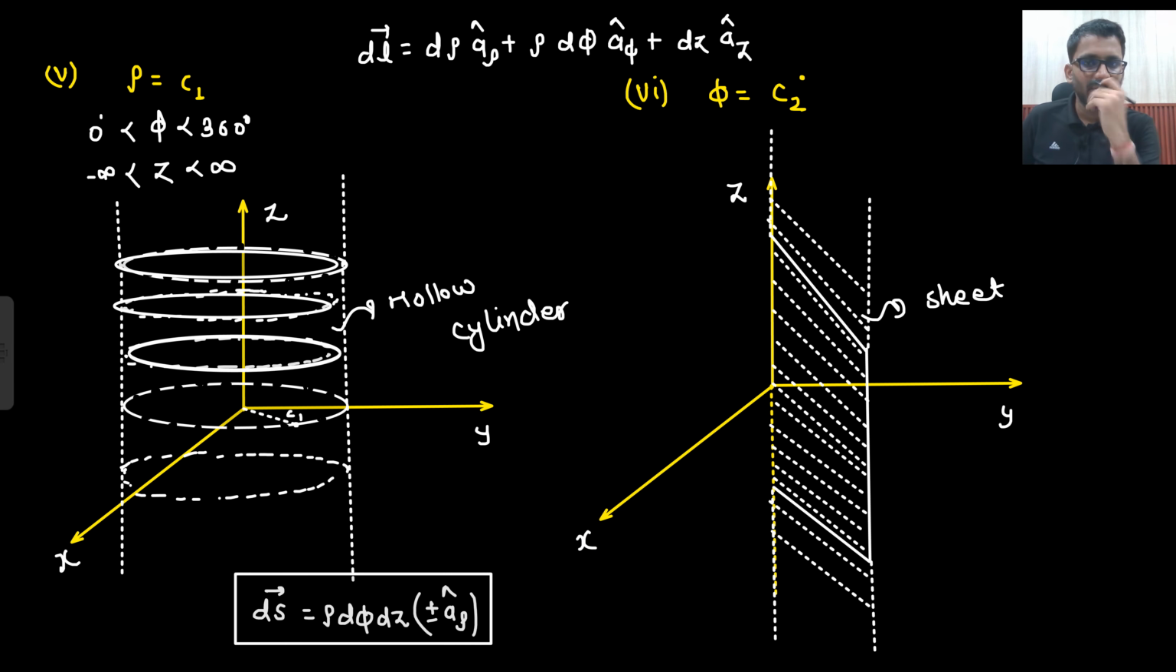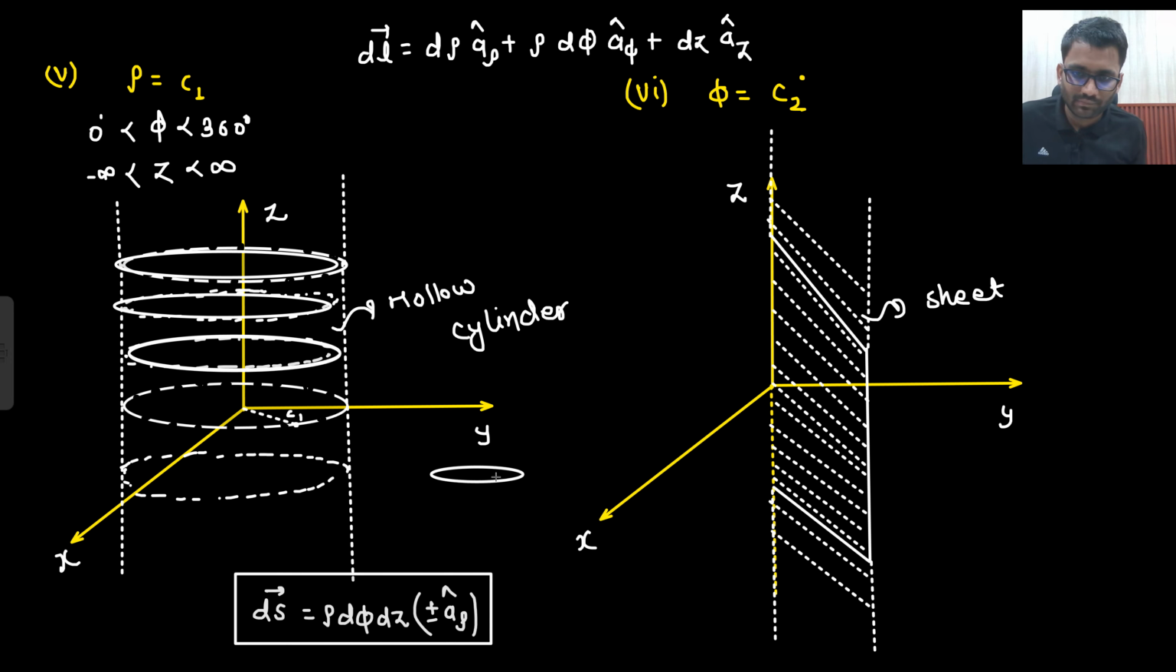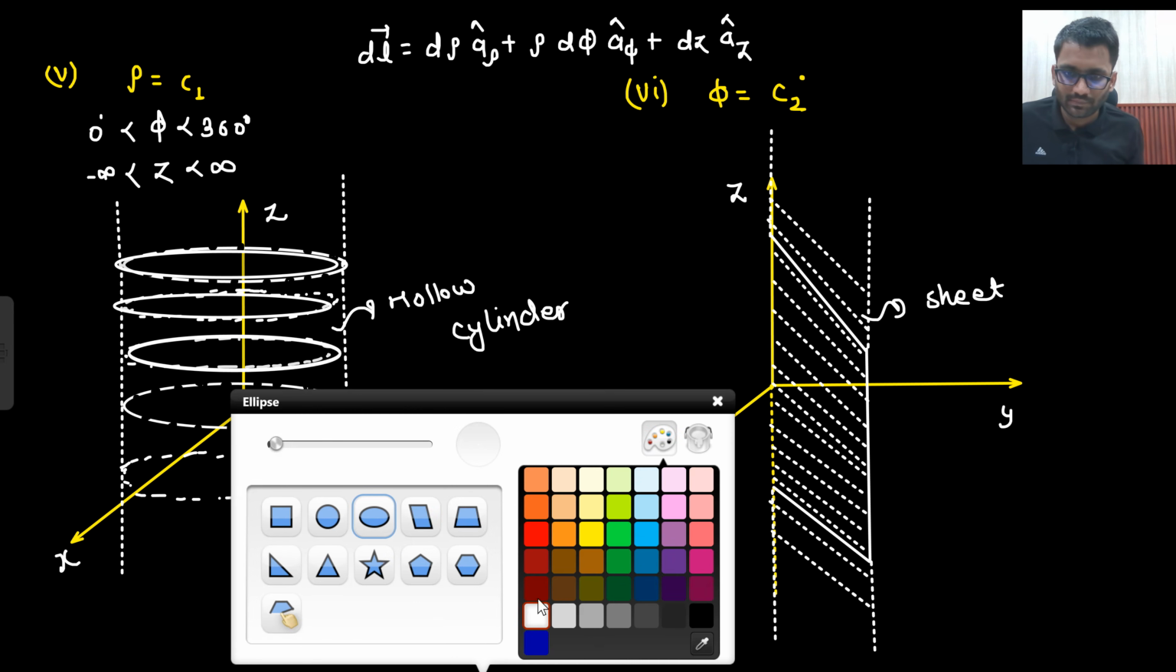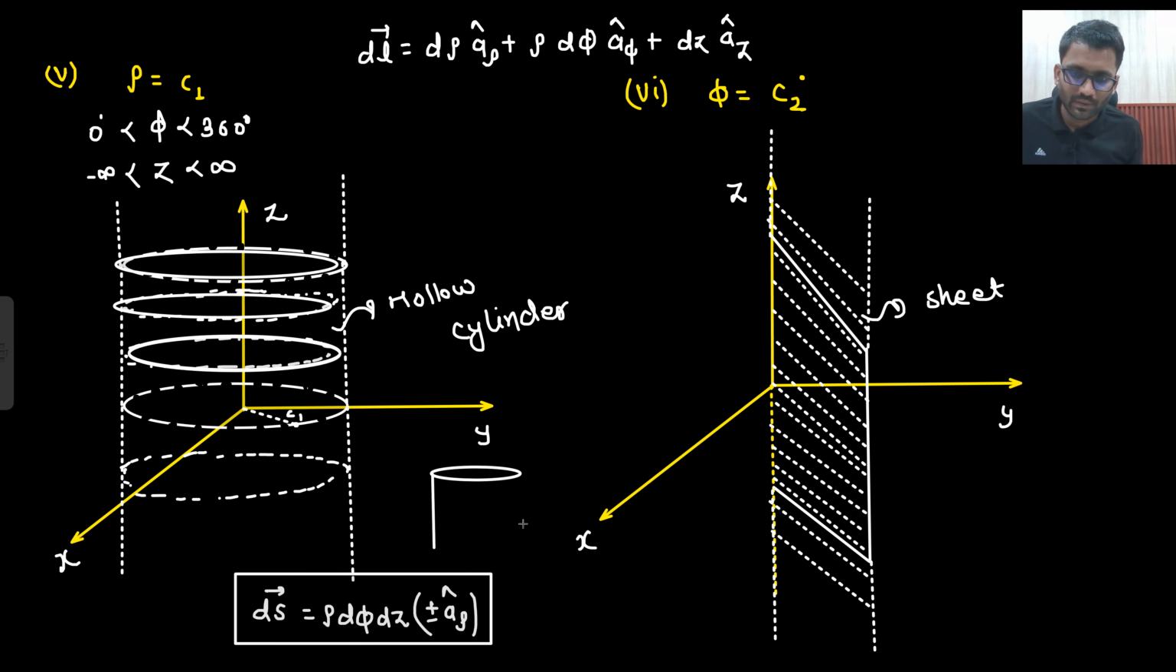Are you getting this point? Can you visualize it? Let me show the visualization. So this is the hollow cylinder we are having. This is our final architecture. Just see, here I am taking a small length. Here I am taking a small length.